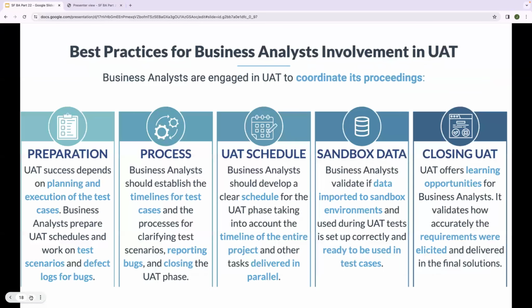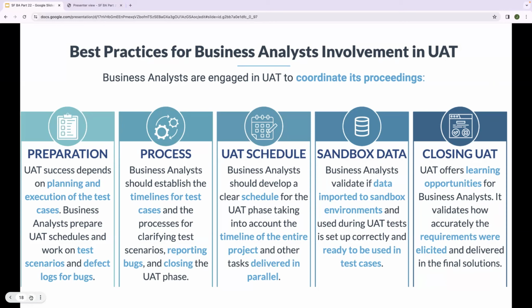Best practice for business analyst involvement in UAT. Business analysts are engaged in UAT to coordinate its proceeding. Preparation: UAT success depends on planning and executing the test cases. Business analysts prepare UAT schedules and work on test scenarios and defect logs for bugs.